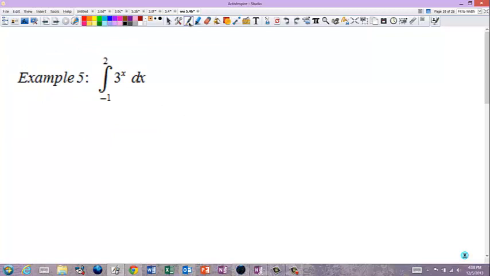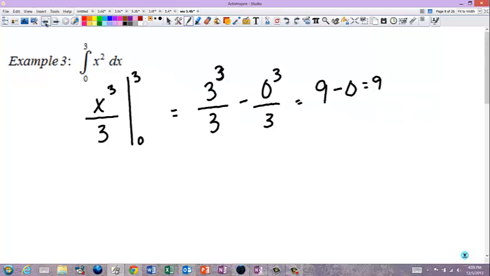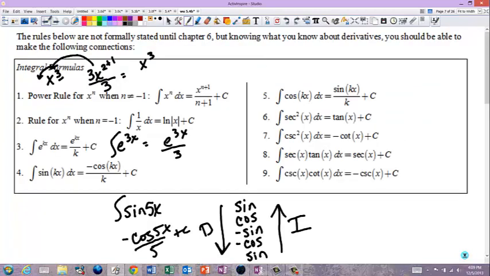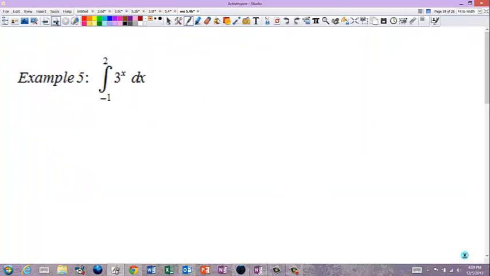The integral of 3x wasn't up here in my rules. I'll just tell you. The integral, let's call it 4b. The integral of a number to the x is the number to the x divided by the natural log of the number plus c. So it'll be 3 to the x divided by natural log of 3 from negative 1 to 2.